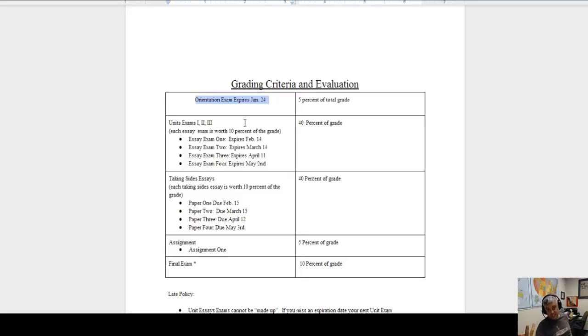You just have to kind of take notes as I'm talking. You should have the questions ahead of time anyway, so it shouldn't be too big of a deal. So that's 5% of your grade. So nice, easy way to earn 5% of your grade. And then the bulk of the class is divided up between unit exams, which I'll go over specifically what those are in another video, and taking side essays, unit essays is another way we could call them too, which I'll also go into specifics in another video down below.